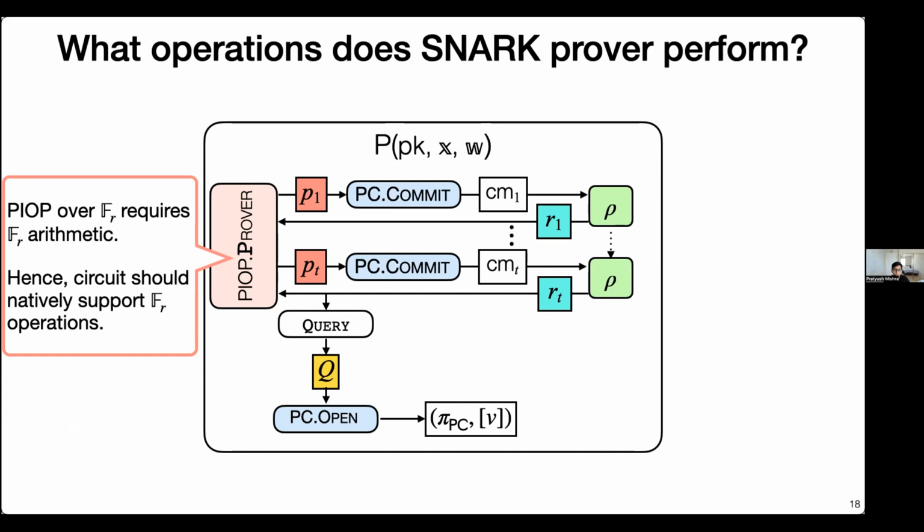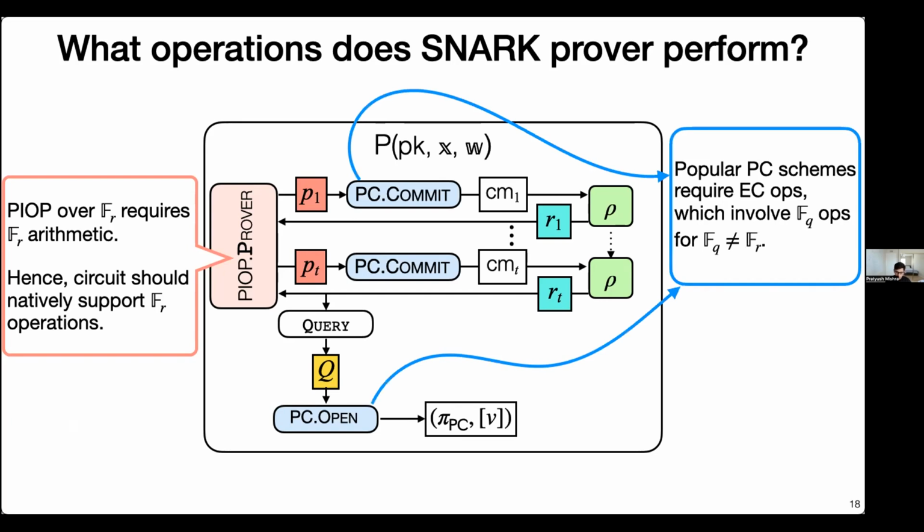So, for efficiency, what we want is that the circuit we designed for our SNARK prover really should natively support operations over this field FR that's used by the polynomial IOP prover. Otherwise, you're doing some sort of non-native arithmetic, which is quite expensive. It's expensive in SNARKs, and it's going to be much more expensive in MPC, where it's more difficult to use tools like lookup protocols as well as custom gates to reduce the overhead. Okay, so ideally we want to support native operations over FR. So that's the constraint from the PIOP side.